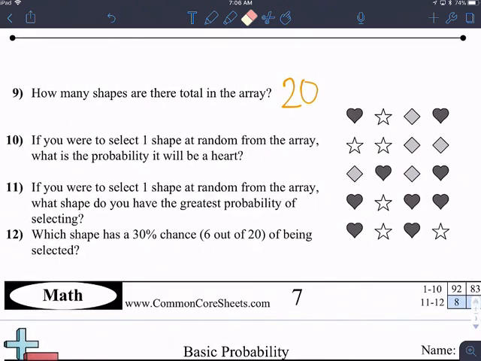If you were to select one shape at random from the array, what is the probability it would be a heart? So first of all, I need to know how many hearts there are. So 1, 2, 3, 4, 5, 6, 7, 8, 9 hearts. And there are 20 shapes total, so that would be a probability of 9 out of 20, or 9/20.